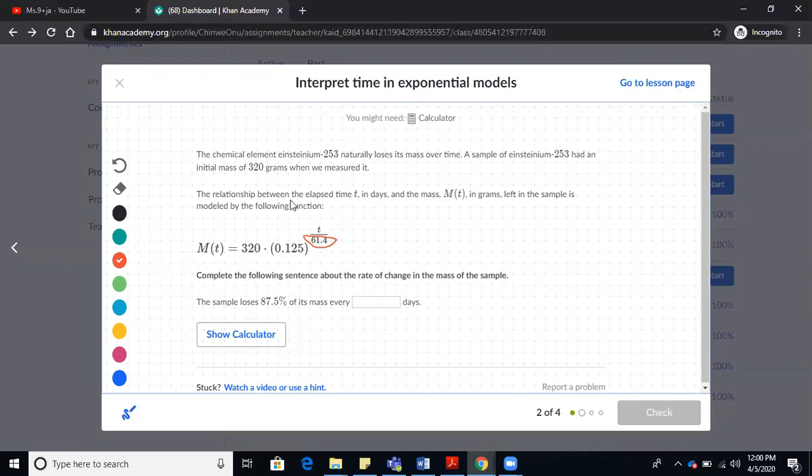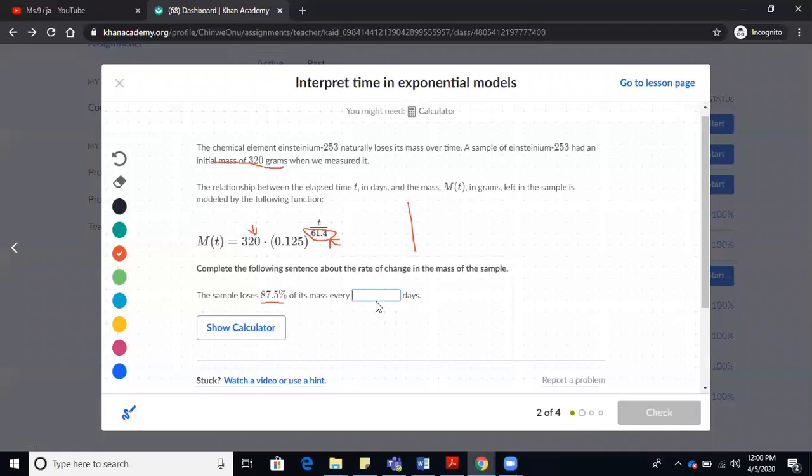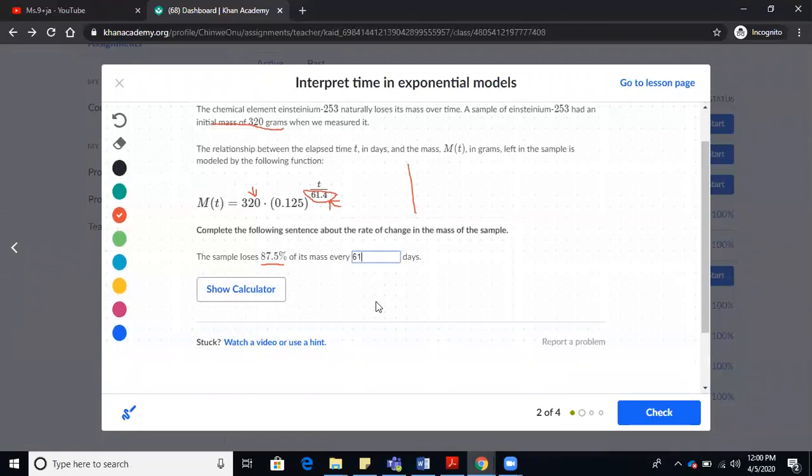So this is telling me that I started out with an initial mass of 320 grams of my chemical, and this is telling me that it's decreasing, and I have to subtract this from 1 and multiply by 100, which will give me 87.5%. It's decreasing by 87.5%, and I have to look here for my intervals for days. So it's decreasing by 87.5% every 61.4 days.